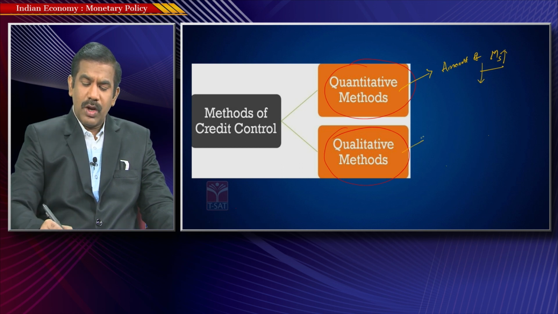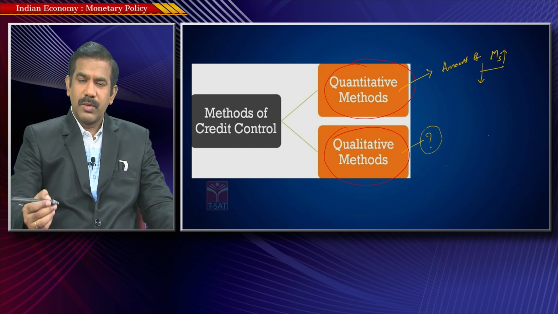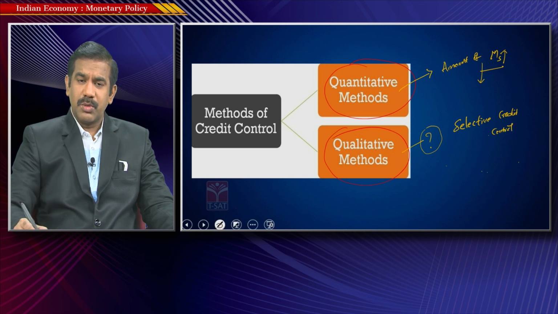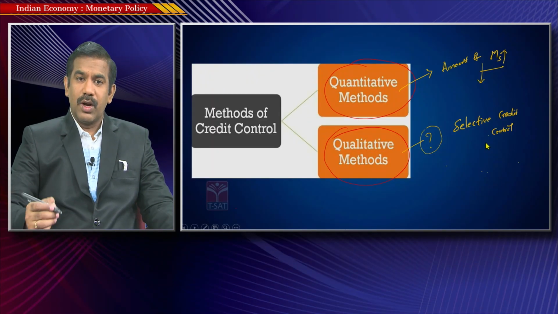But what do you mean by qualitative tools of monetary policy? Is there a good quality currency and bad quality currency? No. What do you mean by a qualitative method? I'll give you some examples so that you can figure out what exactly the qualitative tools of monetary policy are. Something like selective credit control. In fact, there are many instruments of monetary policy which alter the quality of money supply.